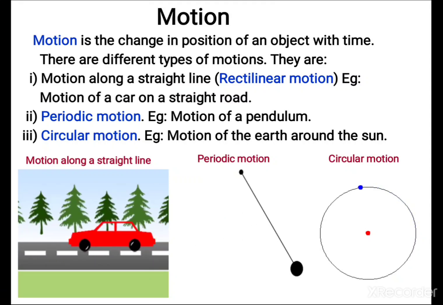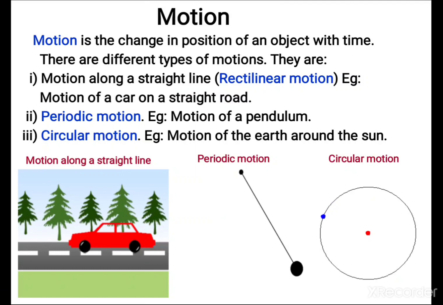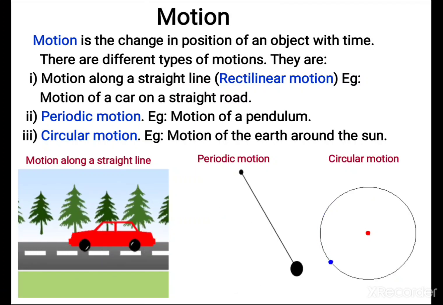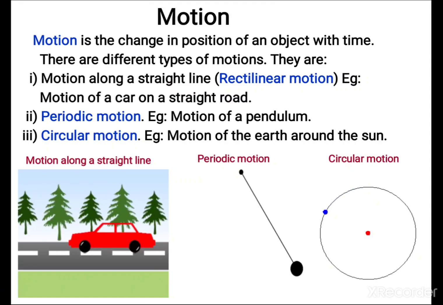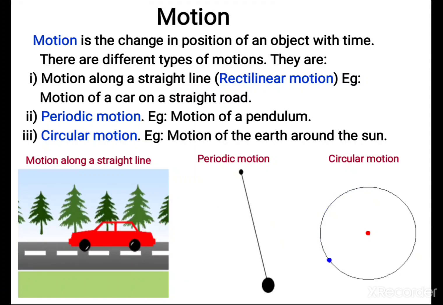Periodic motion. Example, motion of a pendulum that repeats itself at certain time intervals. Circular motion. Example, motion of the earth around the sun.